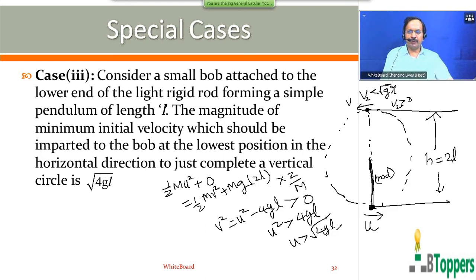Now again you get ready to write the notes for case 3. I will read the conclusion first. You can copy the working later. Consider a small bob attached to the lower end of a light rigid rod forming a simple pendulum of length L. The minimum initial velocity which should be imparted to the bob at the lowest position in the horizontal direction to just complete a vertical circle is root 4gl.